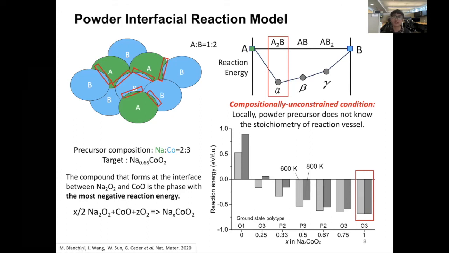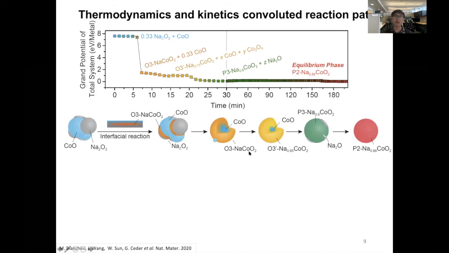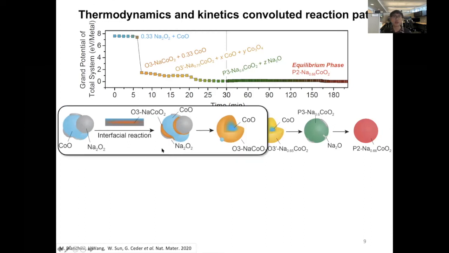This also indicates that the structural selection is governed by the composition selection, because the energy difference between different layered phases is so small, usually a few meV, compared to the reaction energy difference between different compositions. So the whole reaction path is actually determined by the convolution of both thermodynamics and kinetics. First, at the cobalt oxide and sodium peroxide interface, the first formed O3 phase maximizes the reaction energy. As a result, its formation also consumes a large amount of thermodynamic driving force.